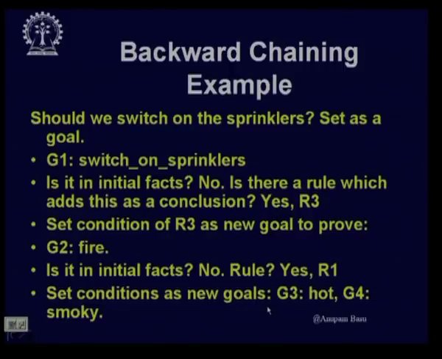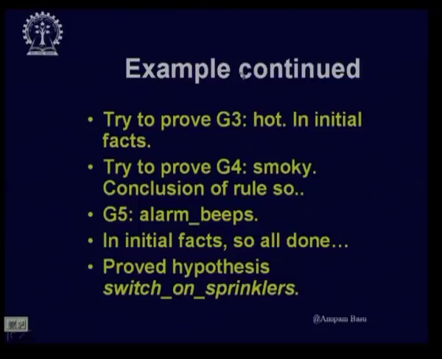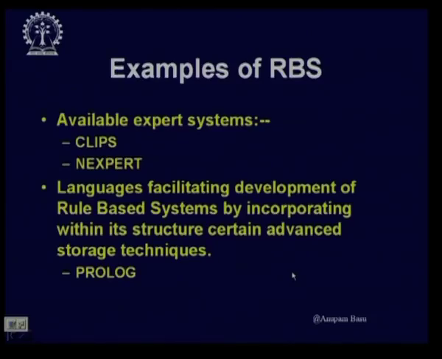The backward chaining example that we have just worked on is switch on the sprinkler. It was not in the initial facts. Had it been in the initial facts, my job would have been done, but it was not there. So, we arrived at different facts. We created a new goal to prove whether it is fire, that was also not in the initial facts. So, I had to check whether it is hot and smoky, and in that way we proceeded and found that the goal was alarm beeps, which was true. So, therefore, we proved the sprinklers.